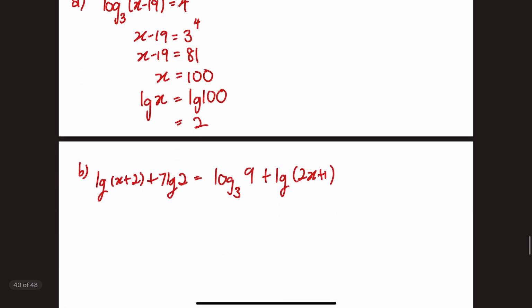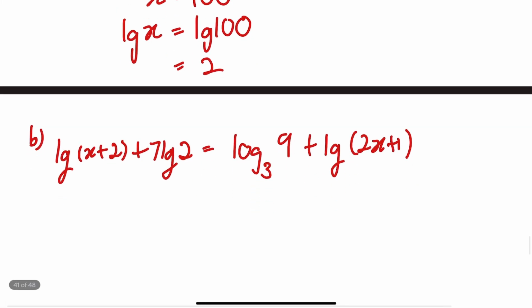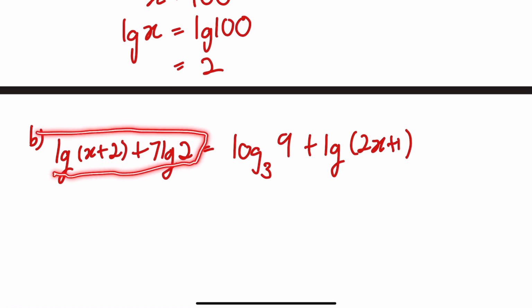In order to simplify this first, I need to combine them. Take note, on the left side I cannot combine this by the product law first because the coefficient here is not 1. This is 7. So what I need to do is bring the 7 up into the power of 2. Then I can combine these two together. So let's do it step by step.